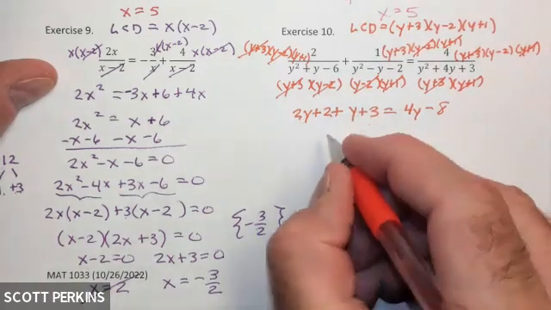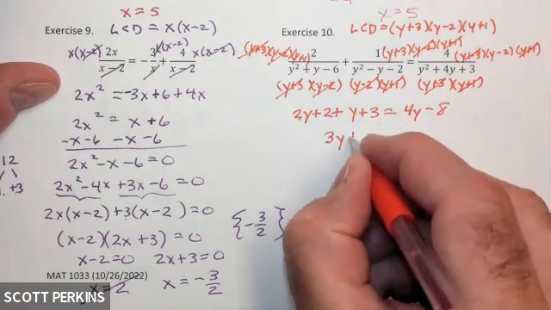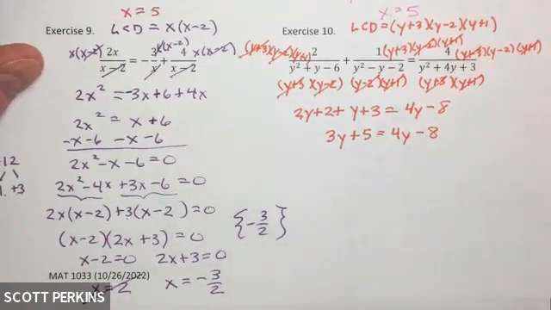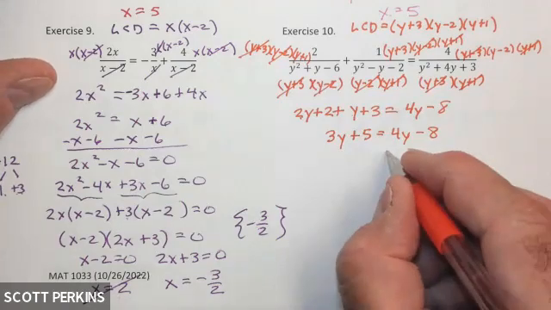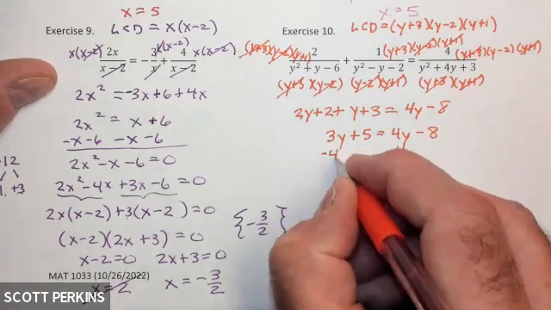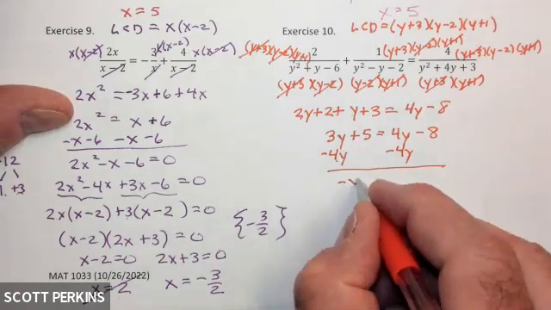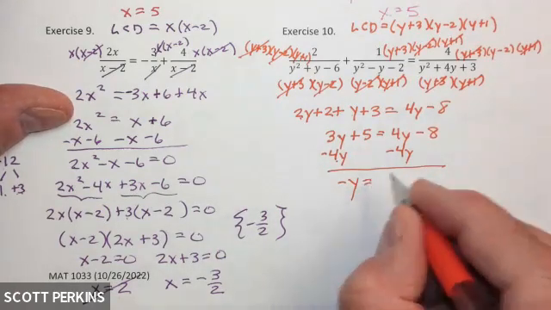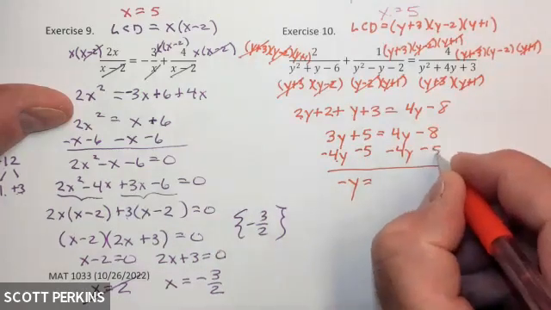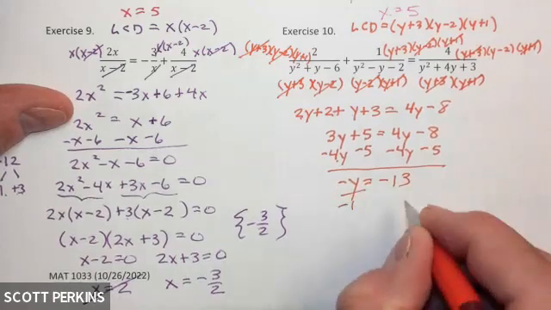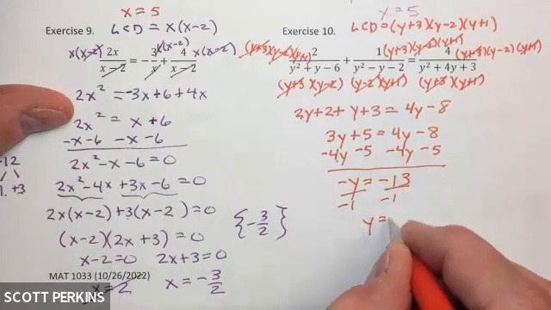So 2y and y is 3y, plus 5 is equal to 4y minus 8. I'm going to bring all my y's to the left, all my other numbers to the right, because that's what I like to do. You can do otherwise if you like. 3y minus 4y is negative y. Going to subtract the 5. Negative 8 and negative 5 is negative 13. And divide by negative 1, and I get y is 13.